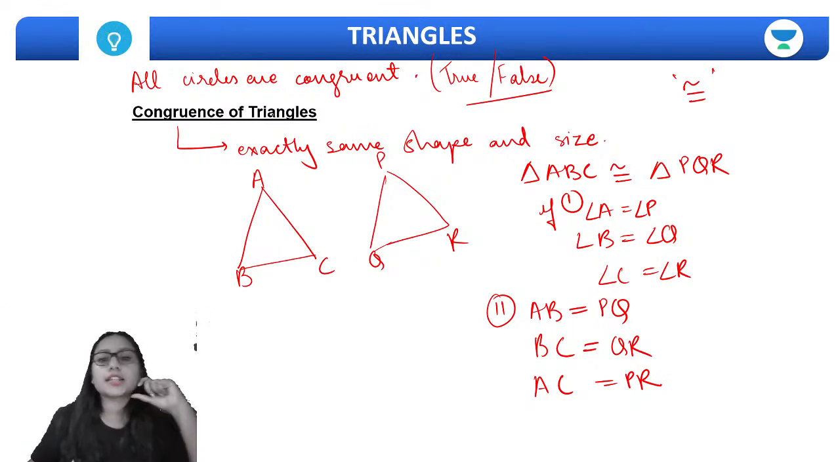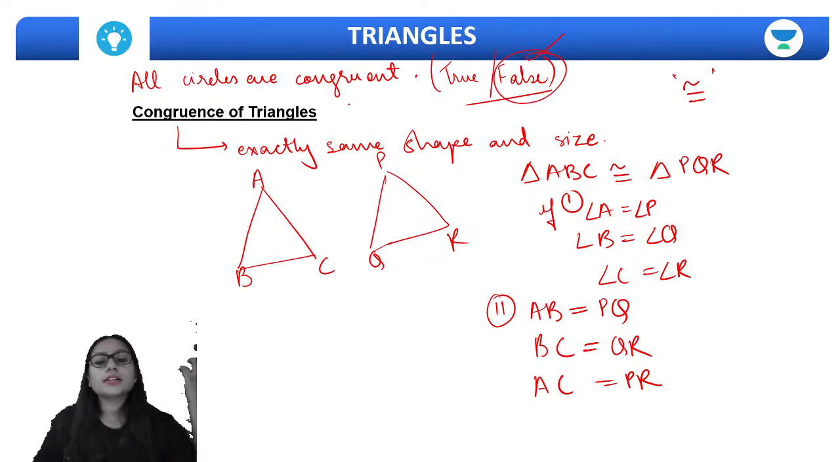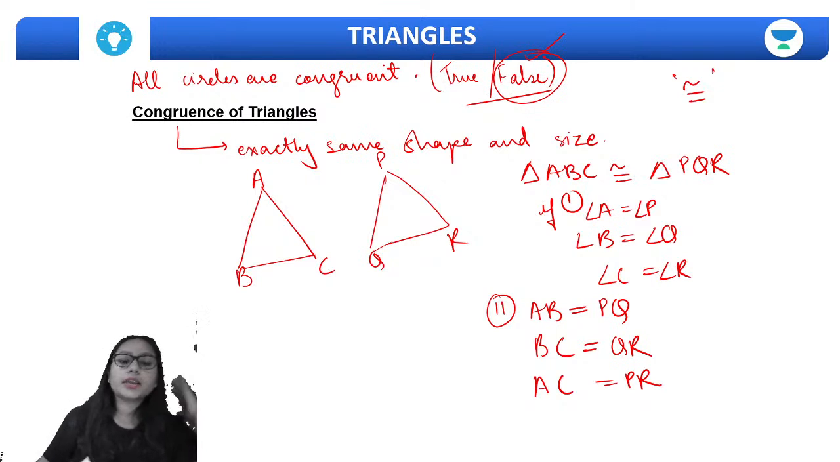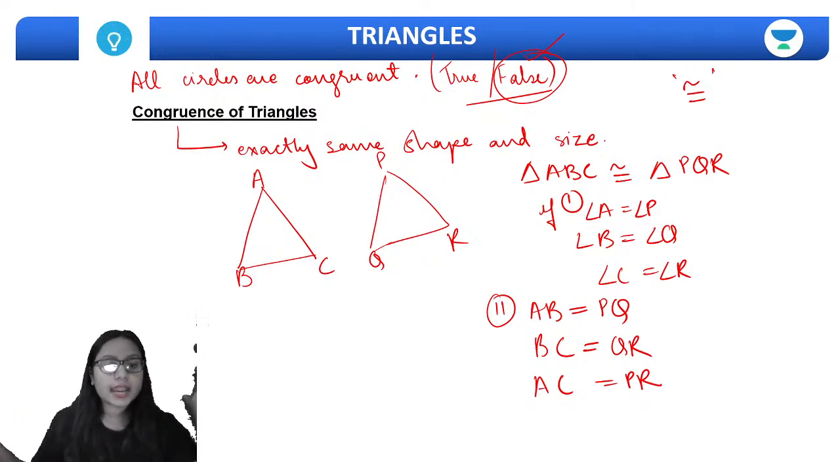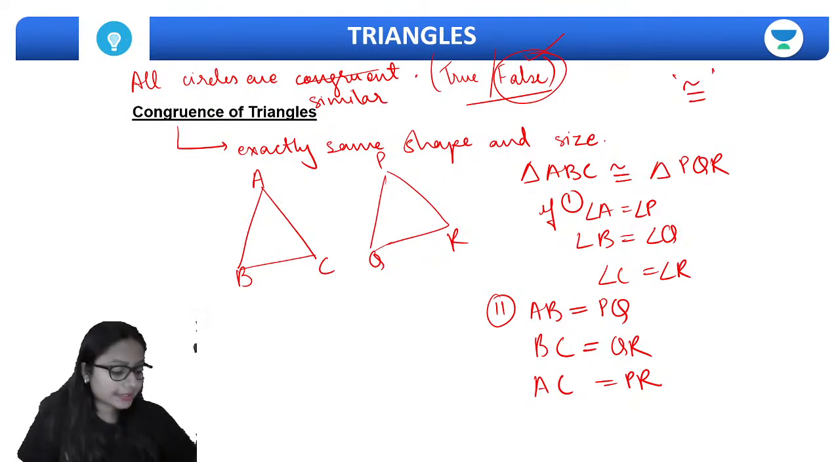Yes. Janvi, your answer is right. This statement is false. All the circles are not congruent. There could be circles of different radius, right? But if I say all circles are similar, is this statement true or false now? All circles are similar.